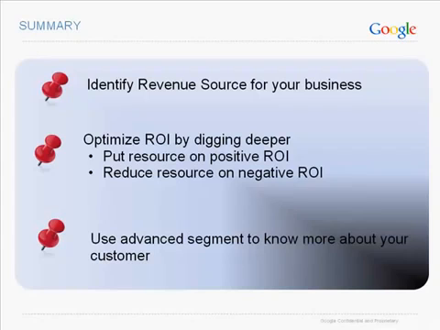So in summary, you want to identify revenue source for your business and then optimize ROI by digging deeper. Put resources on positive ROI, reduce resources on negative ROI, and then use event segments to know more about your customer.